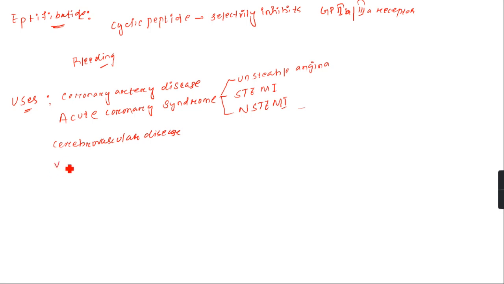Then the next disease conditions are cerebrovascular disease, venous thromboembolism, and peripheral vascular disease. In peripheral vascular disease, we basically give aspirin or clopidogrel. So that's all about antiplatelet drugs.